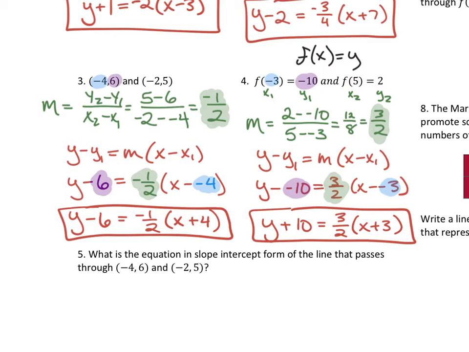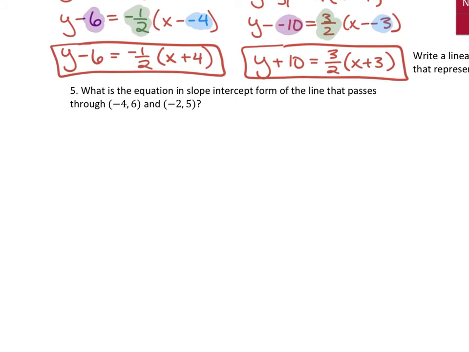All right, at this point, the questions are going to change up a little bit. If we read this next question, it says, what is the equation in slope-intercept form of the line that passes through those 2 points? Well, we've used slope-intercept form before. That's y equals mx plus b. But we're only given 2 points. So we're going to continue to manipulate these equations around so that we have our equation written in slope-intercept form.